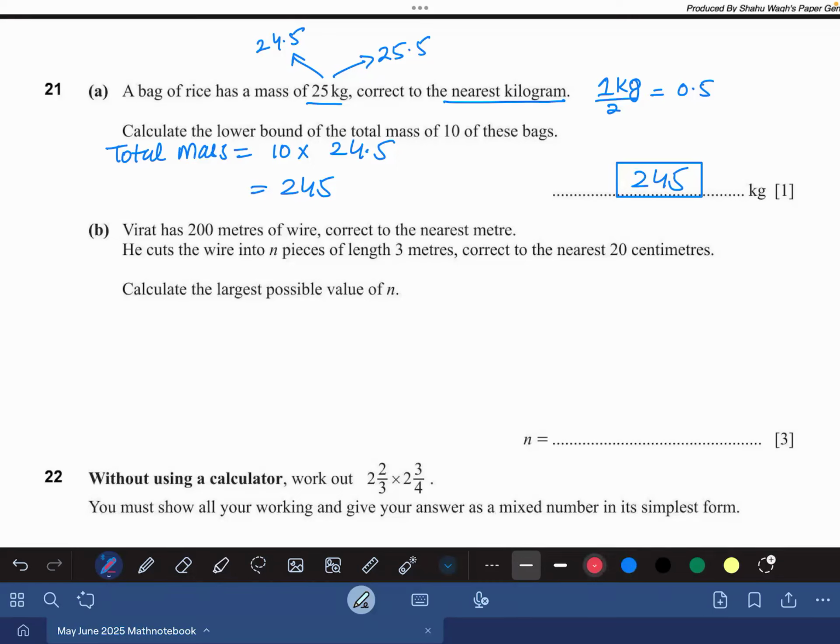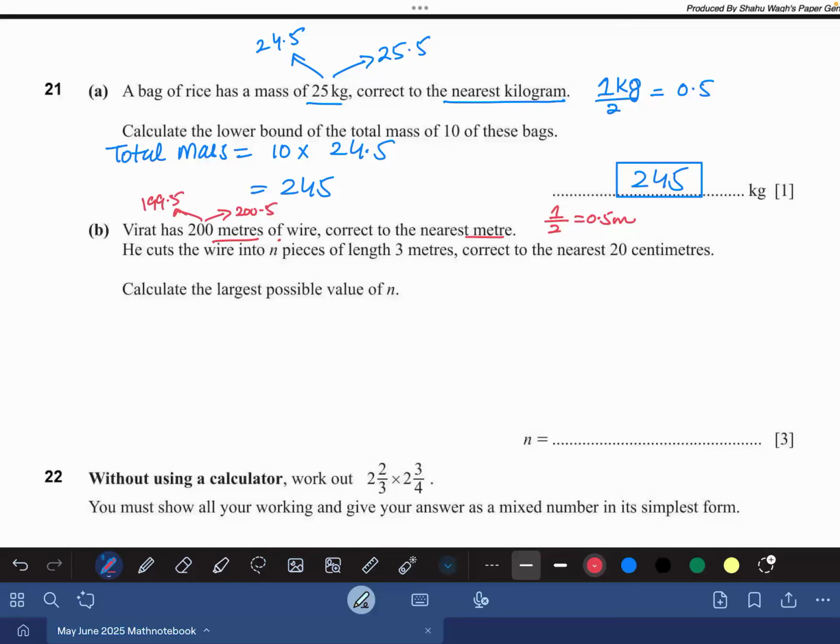So meter is fine, Yamna. So it is meter. This is also meter. That is fine. Units are fine. So 1 meter divided by 2 would be 0.5 meter. So the upper bound of 200 would be 200.5 and the lower bound of 200 would be 199.5.